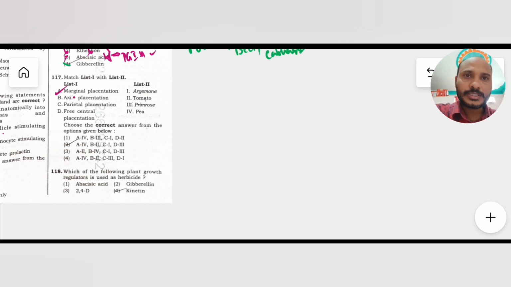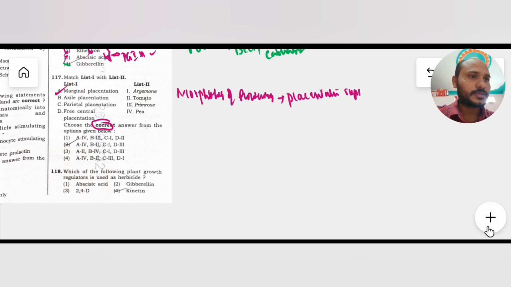In list one, it asks about different types of placentation, and in the other list, examples. Choose the correct answer. These questions are from morphology of flowering plants, where we focus on placentation types.